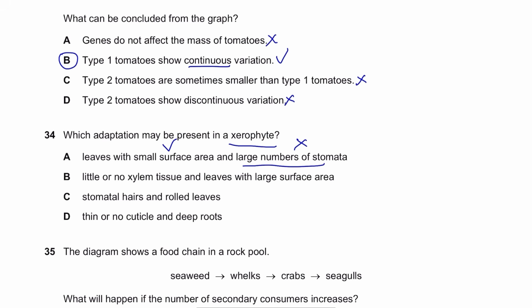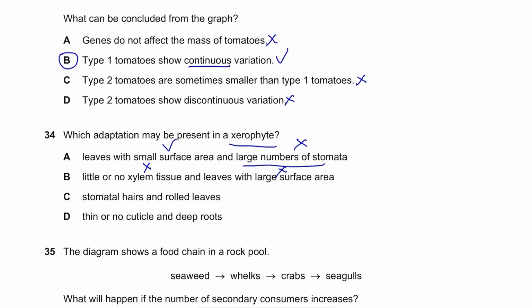Little or no xylem tissue and leaves with large surface area. Okay, you need xylem tissue because you need to transport water efficiently across the plant. And of course, there should be small surface area to reduce the loss of water by evaporation.